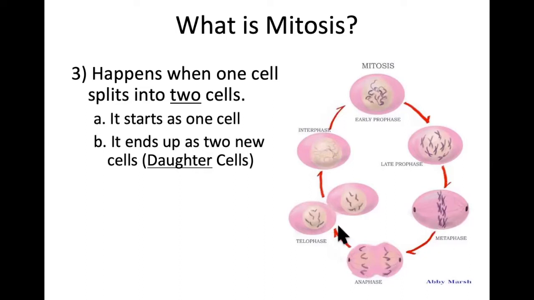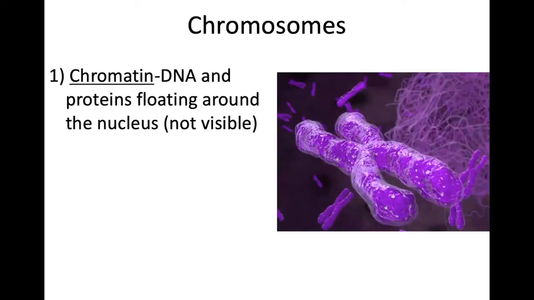So we need to talk about what the DNA consists of. It starts off at its smallest level, called chromatin: DNA and the proteins floating around the nucleus. This is actually not visible. We can't see this at all.